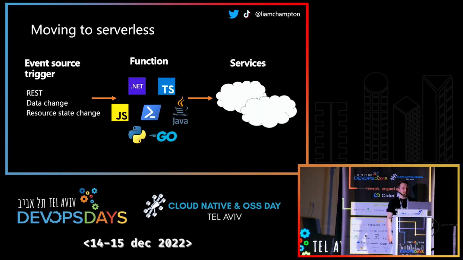But if you want to move this to serverless, you have an event trigger. Whether that's a REST call, data change, a message queue, something happens to make something else happen. It's a knock-on effect like a domino. This would call a function, and it'll be written in your language, whether it is TypeScript, Go, Python, whatever is supported by your chosen cloud provider, which then talks to service APIs in the cloud.